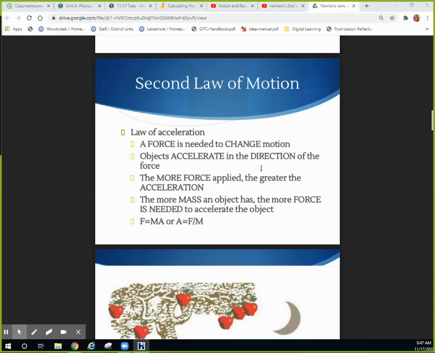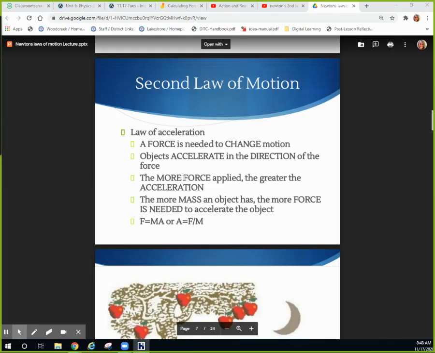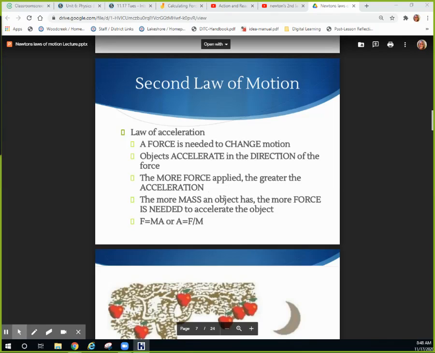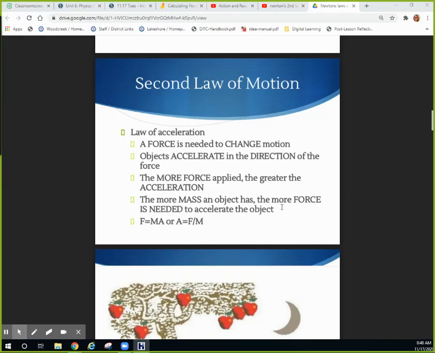Objects accelerate in the direction of the force. The more force that is applied, the greater the acceleration, and the more mass an object has, the more force is needed to accelerate the object. So again, think about a car. To get that car to move just a little bit, that's accelerating. To get the car to move just a little bit, you need a lot of force compared to a bike. To get a bike to accelerate, you could just push it with one hand and the bike will move. Okay?